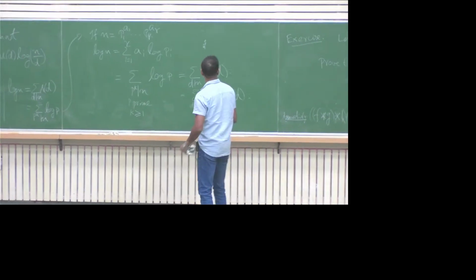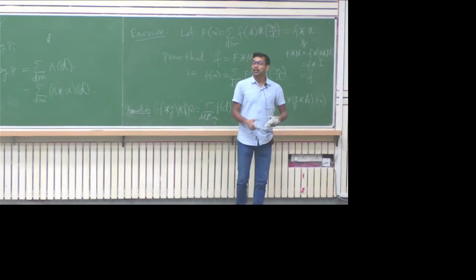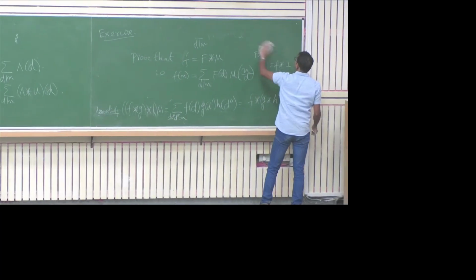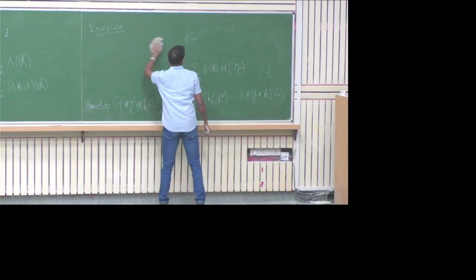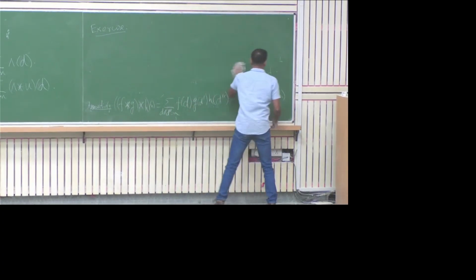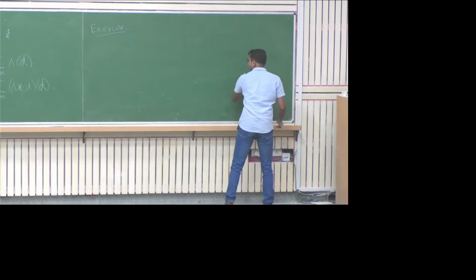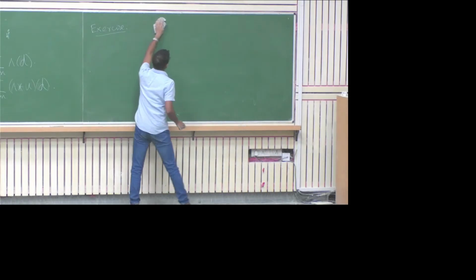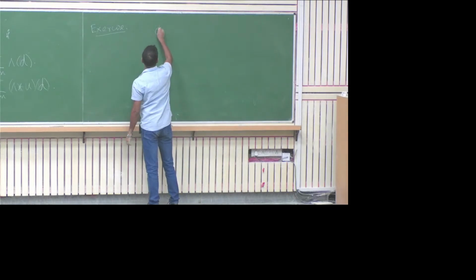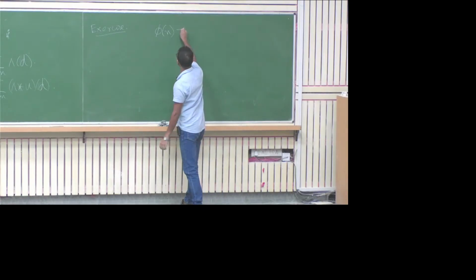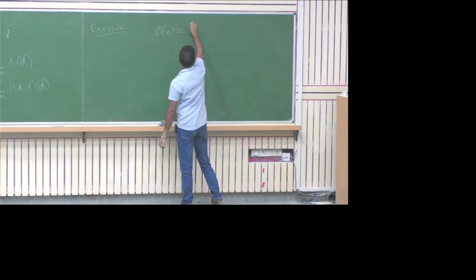So now the next thing. Now the next exercise is even more fun. This function, right? The Euler phi function. And you know that phi of n is equal to n times the product over p dividing n of 1 minus 1 by p.